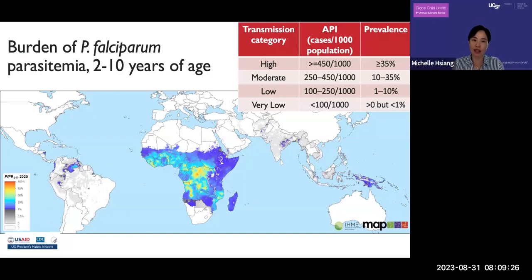And you can see that there are some areas where almost 100% of kids are walking around with parasites in their blood. But fortunately, there's more blue on this map. The light blue, the turquoise, is more like 25%. When you get to the darker blue, closer to 1% of the population is parasitemic. And this is what we're trying to address with our interventions that target the communities.